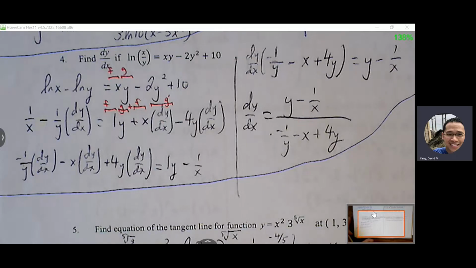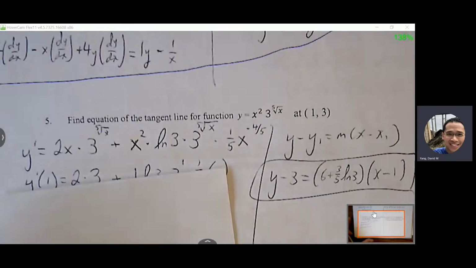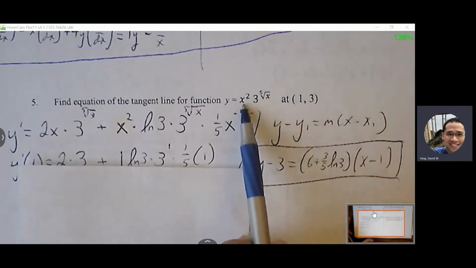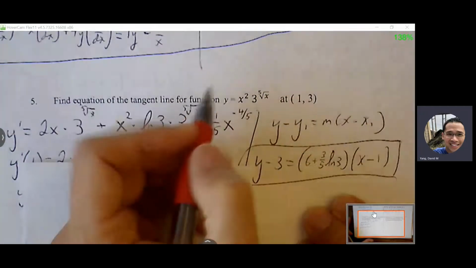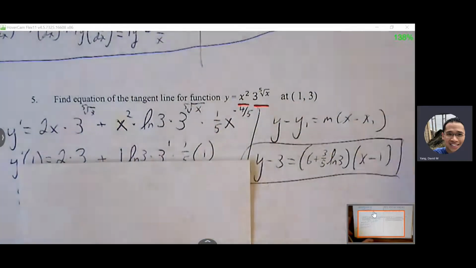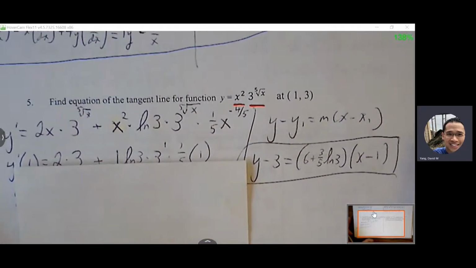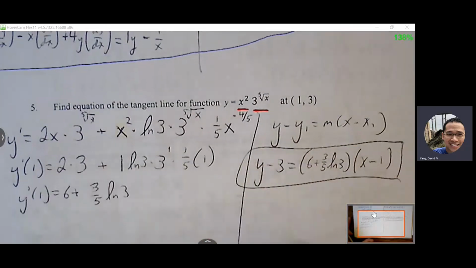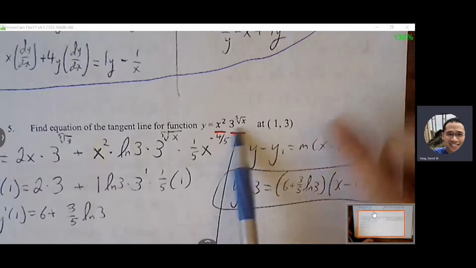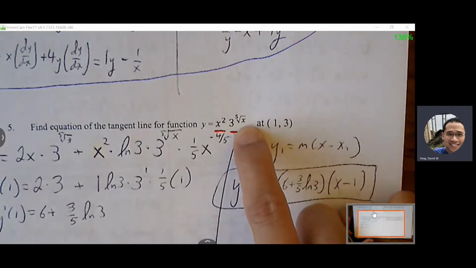Okay, number 5. Find the equation of the tangent line. So first thing to recognize is there's a need for product rule because x squared and 3 to the 5th root of x are both separate terms. And also to recognize that there's a rule necessary for this 3 raised to the 5th root of x. This is a to the u here.